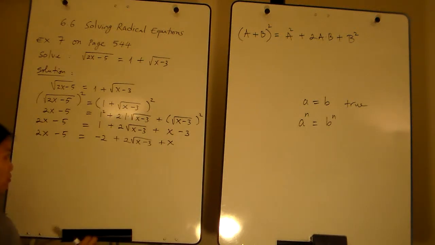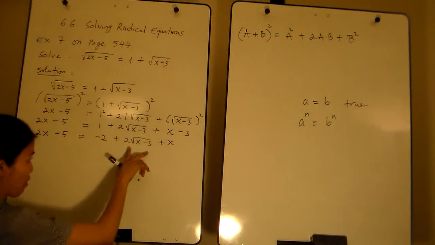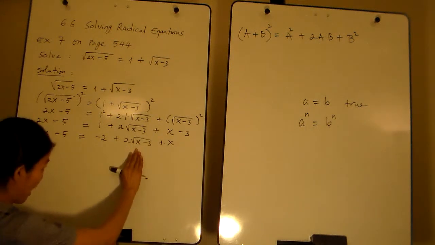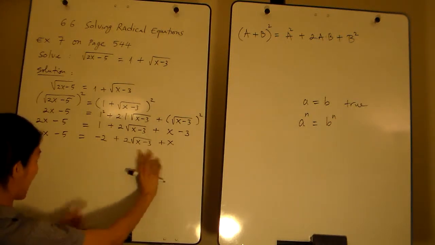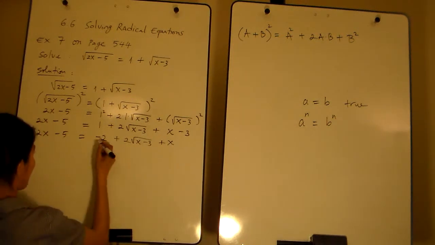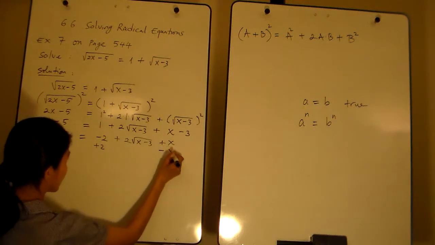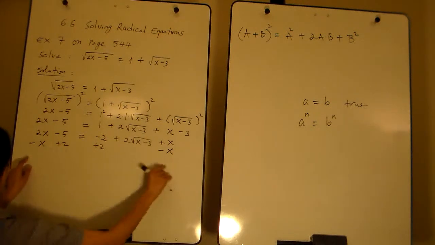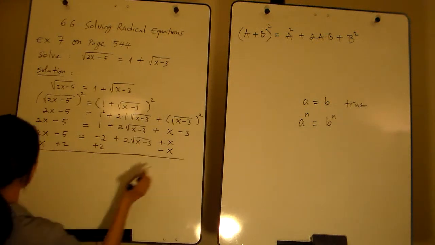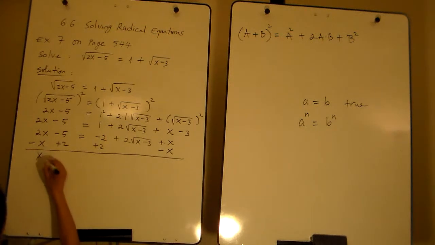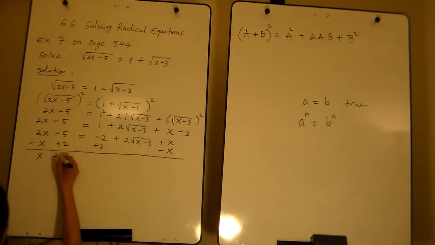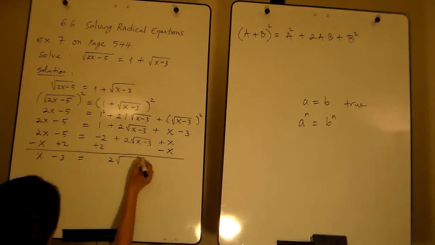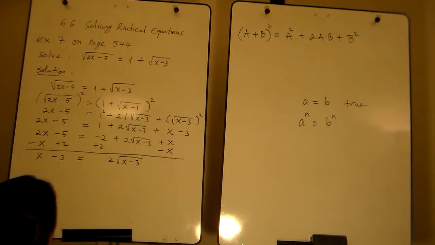Now, when you have one radical, your goal is to isolate the radical alone on one side of the equation. So let's keep this radical here on the right hand side. That means I will remove these two terms. So plus 2 minus x on both sides, okay? And then simplify. 2x minus x is x. Negative 5 plus 2 is negative 3 equal to 2 square root of x minus 3.